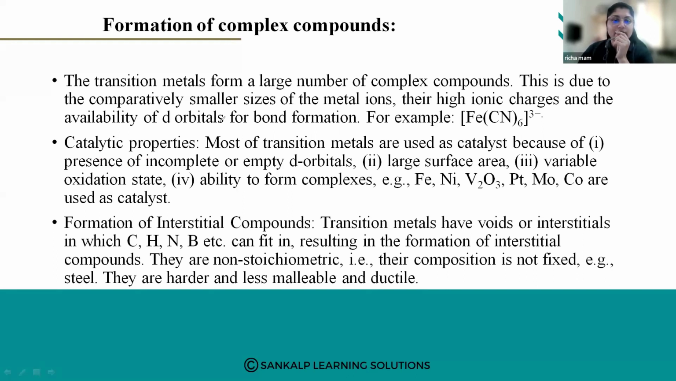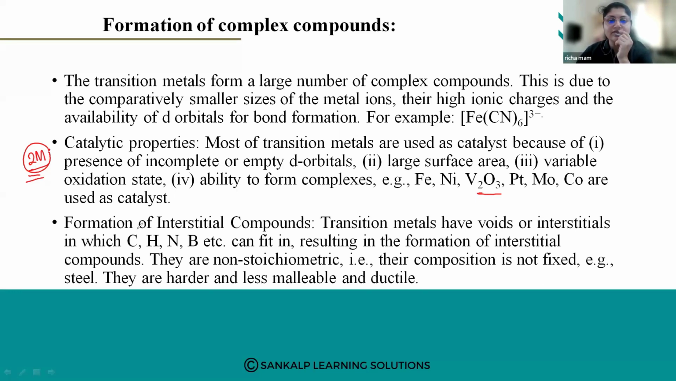I hope it is clear. Yes. So we have seen formation of complex compounds, and catalytic properties. Catalytic properties are important, so please mark it important for 2 marks. It can be a question asked for 2 marks: explain the catalytic property of transition metals. So you have to explain why most of the transition metals are used as catalysts. What is the reason? And then you have to give some examples of catalysts and where they are used. So you can give the examples of Fe, nickel, vanadium oxide.